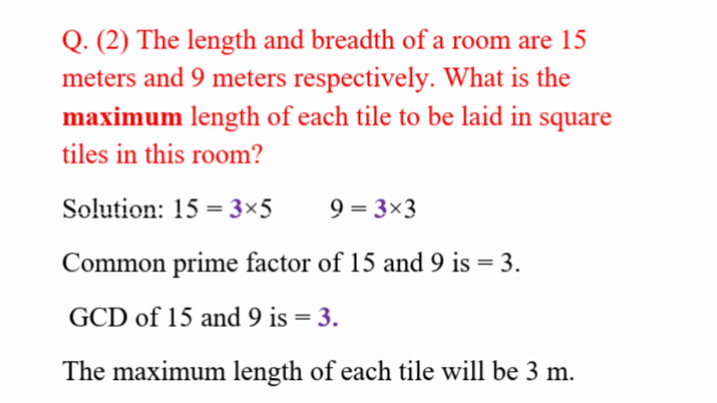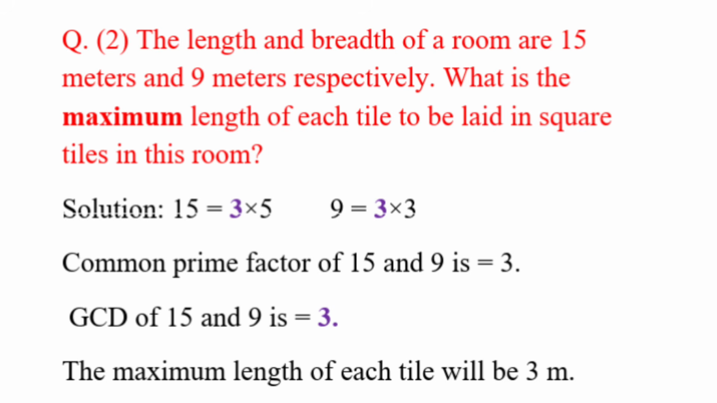Now question number 2 is a word problem. The problem is: the length and the breadth of a room are 15 meters and 9 meters respectively. What is the maximum length of each square tile to be laid in this room? It means the room has dimensions 15 meter length and 9 meter breadth. In that room we have to fix tiles, and we have to decide the tile's length here.